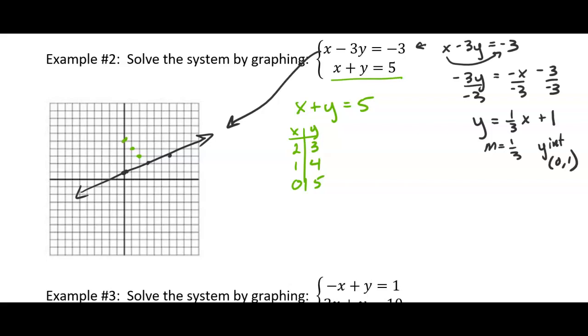Now you might say, well, why didn't you do it the way you did the last one? You could get it in slope-intercept form, use the y-intercept and the slope. You're going to get the same line.